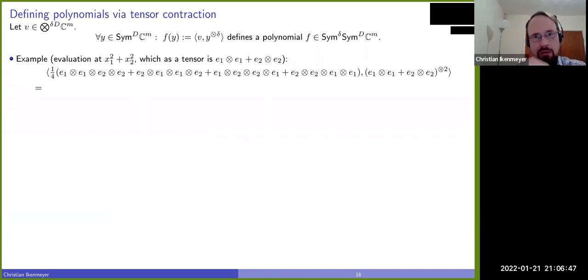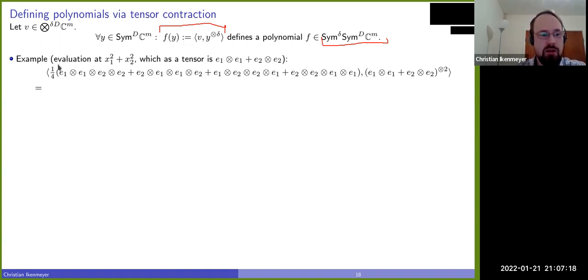Now I want to say, okay, but how can I now go to polynomials here? Because those are tensors. So I use that I can define a polynomial by saying, if I have a tensor V, the evaluation at a point Y should be the contraction of V with Y raised to the delta tensor power. That is a way of defining polynomials, and every polynomial can be defined in this fashion.